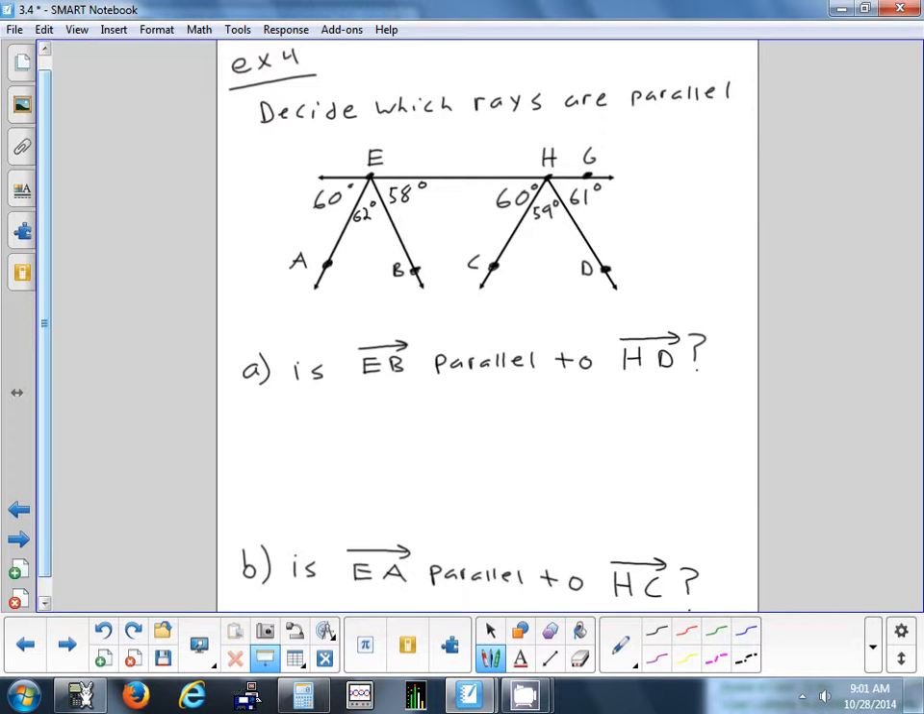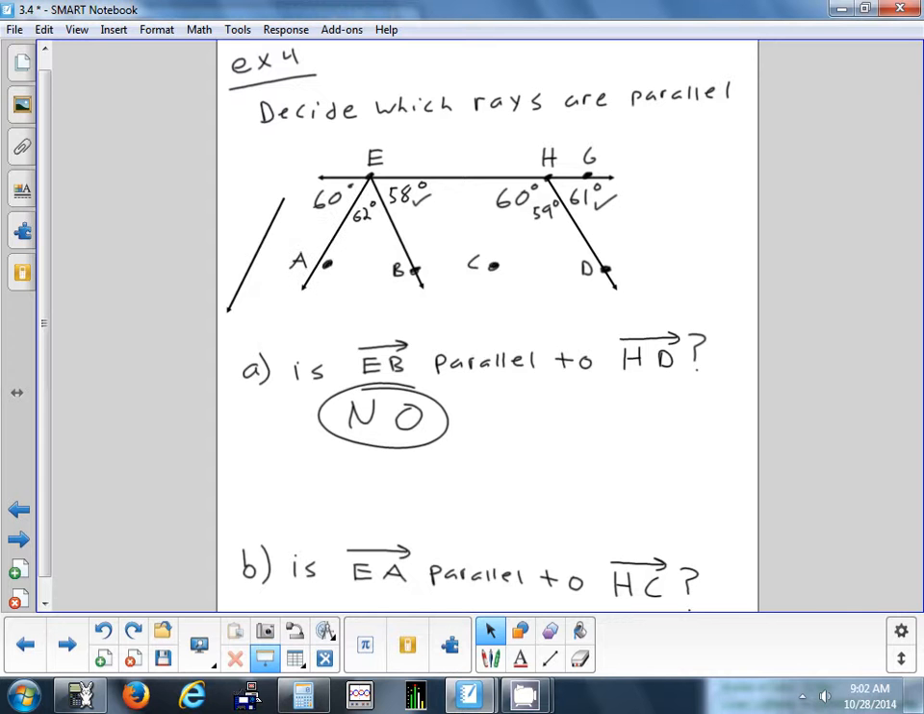Now I think we have enough information to answer. Is EB parallel to HD? What do we think? Olivia? No. If you take out the segments you don't need for now, just look at the two. You have two lines cut by a transversal, and you're looking at this angle and that angle. If they were congruent, then by the corresponding angles postulate, ray EB and HD would be parallel. But the angles aren't congruent. One's 58, the other is 61. So in this case, the answer is no.